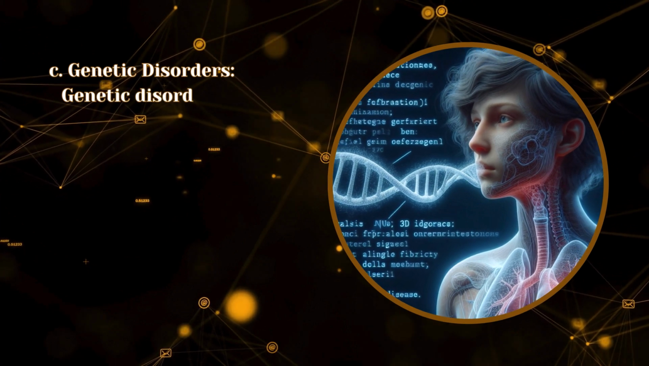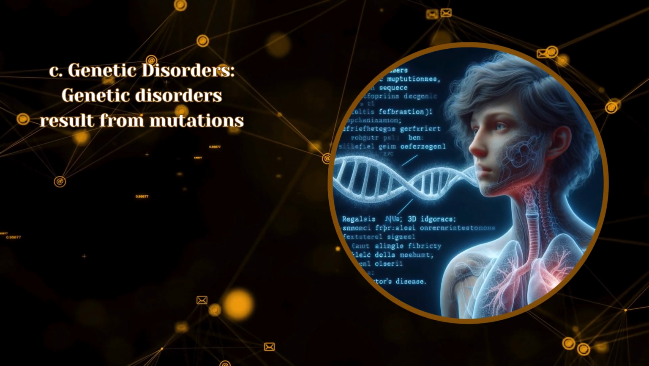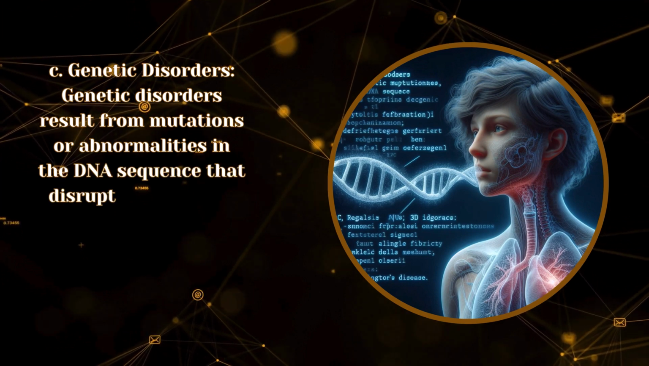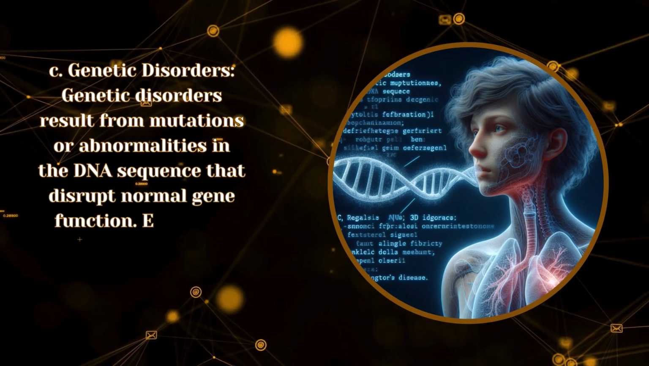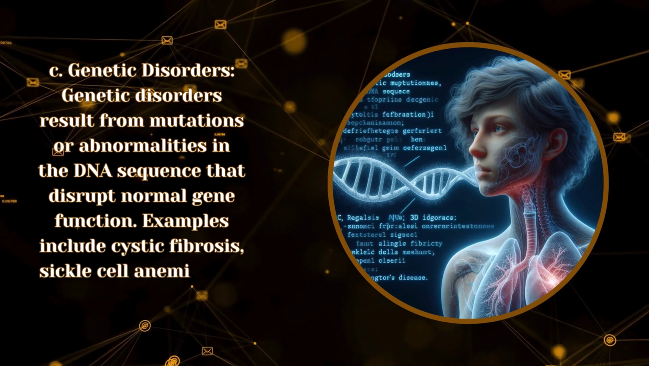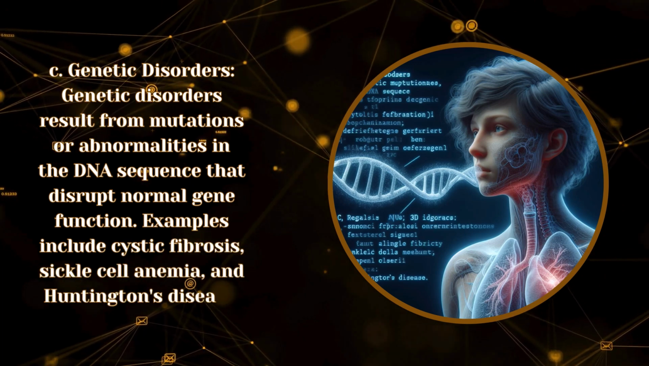C. Genetic disorders. Genetic disorders result from mutations or abnormalities in the DNA sequence that disrupt normal gene function. Examples include cystic fibrosis, sickle cell anemia, and Huntington's disease.